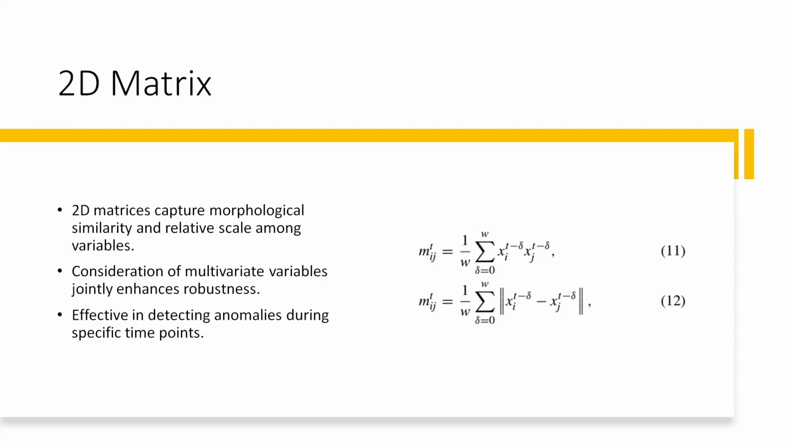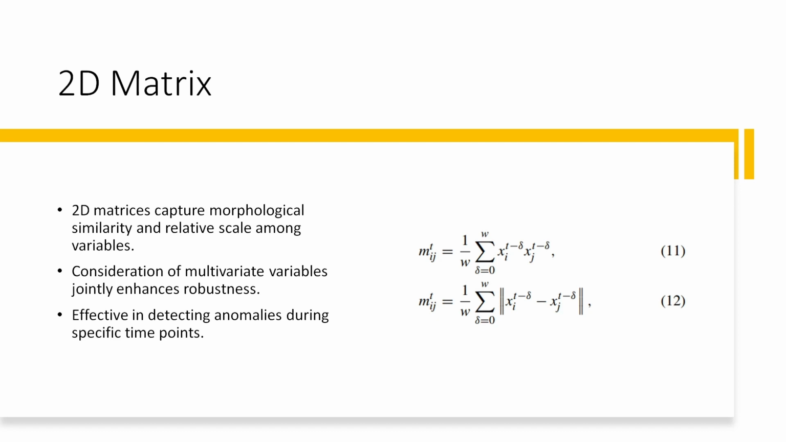Now let's talk about the 2D matrix. A 2D matrix captures morphological similarity and relative scale among variables. Consideration of multiple variables jointly enhances robustness and is effective in detecting anomalies during specific time points. Two representative 2D matrix definitions are the matrix with inner products.